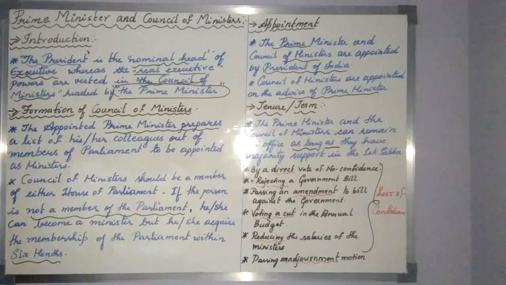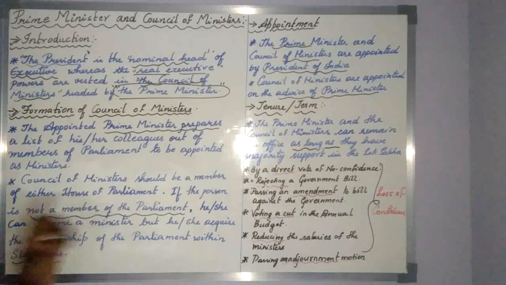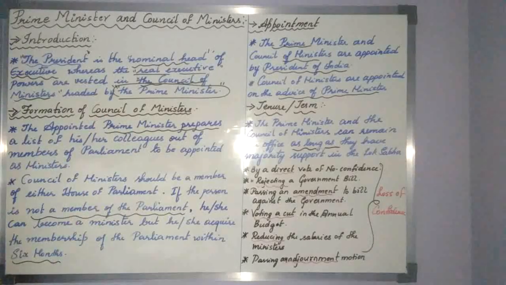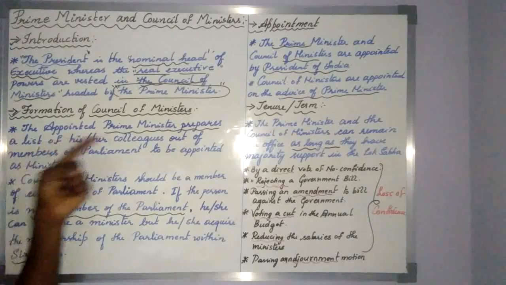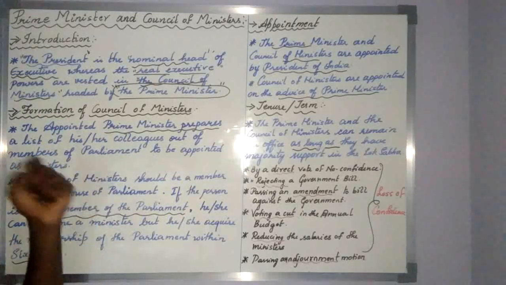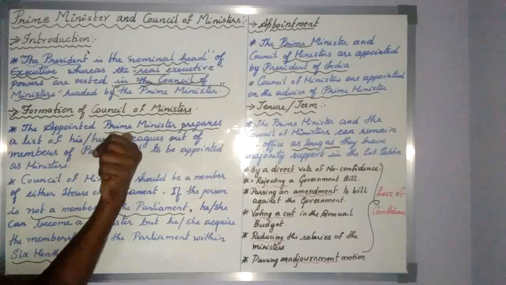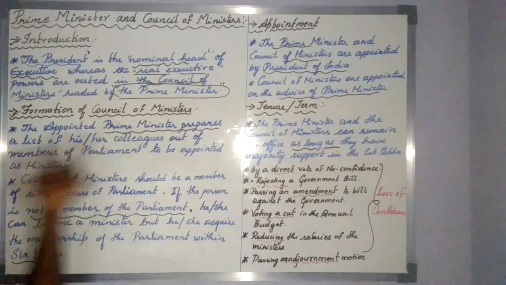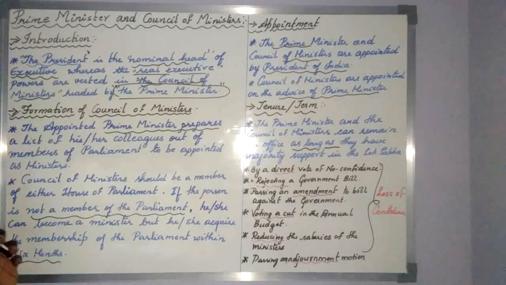And the President has no right to speak or to act against the selection of the Council of Ministers which was done by the Prime Minister. Making a list of the Council of Ministers out of the members of Parliament has been given to the Prime Minister. After the selection, the President cannot act against the wish of the Prime Minister. That should be very clear.